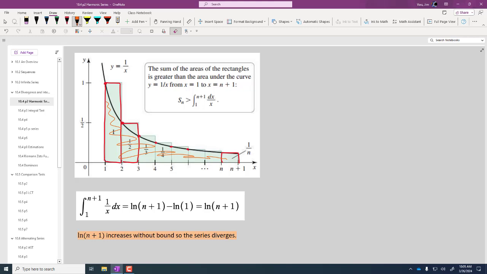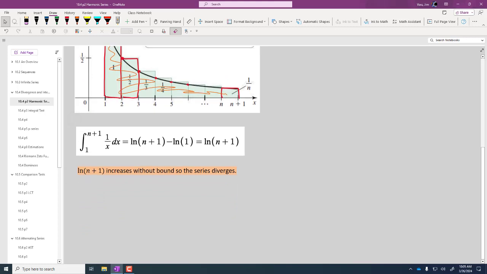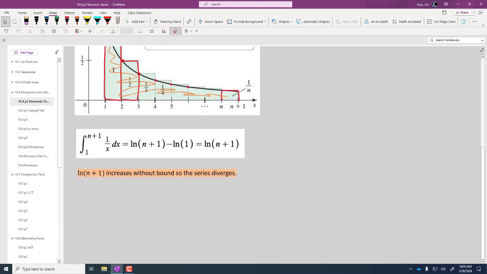Everyone agree with that? Can you visually see that the area under the black curve is smaller than the area of all those green rectangles? Okay, because this integral means the area beneath the curve of 1 dx over x. That's a weird way to write it, but we do it all the time. So, let's take a look at this integral then.